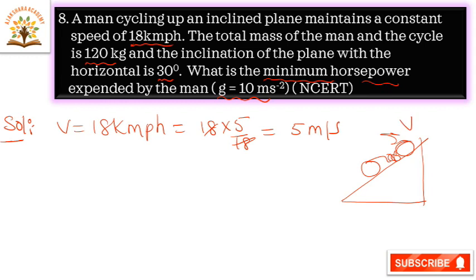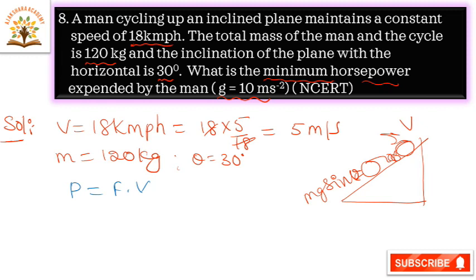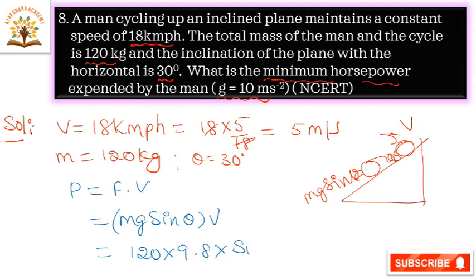Now this is v here, mg sine theta. They are given m is equal to 120 kilogram, theta is equal to 30 degrees. Now P is equal to F into v. So that is equal to mg sine theta into v. Substituting values, 120 into 9.8 into sine theta, nothing but 30 degrees, into 5.